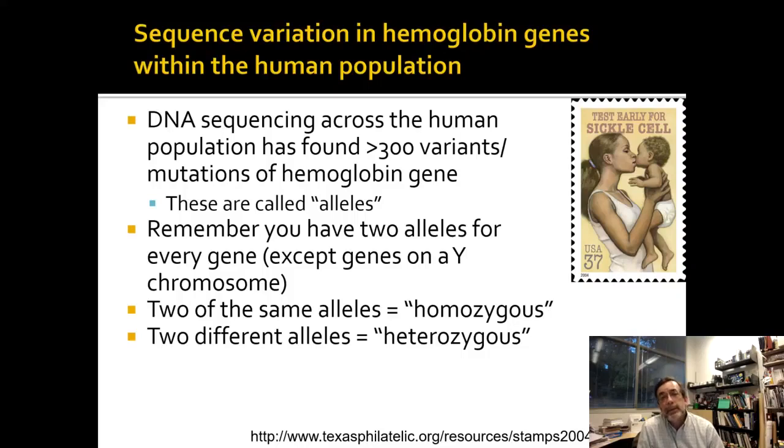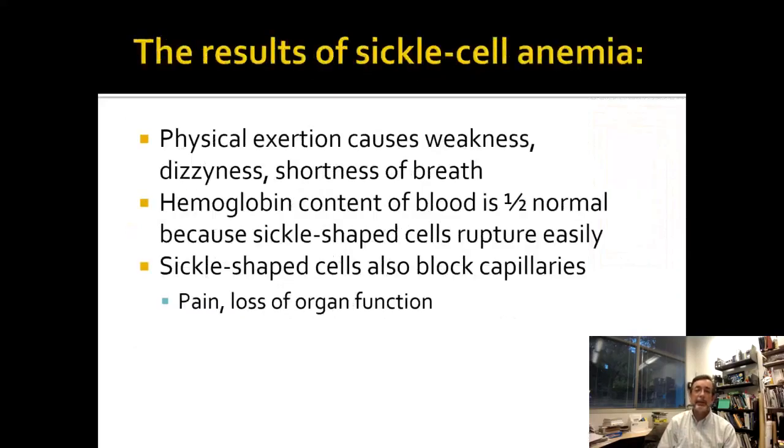And we can do sequencing because we can find the exact mutations that do it. There's one simple major mutation we'll talk about. If you look at hemoglobin genes, there are 300 major variants, and these are called alleles. So remember that you have 2 alleles of every gene, except if they're on the Y chromosome. These aren't. And if you have 2 of the same, you're homozygous for it, 2 different ones heterozygous. And sickle cell anemia develops when you have 2 of the same mutation that causes a problem with the hemoglobin.